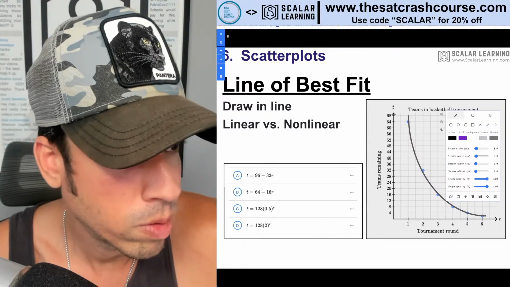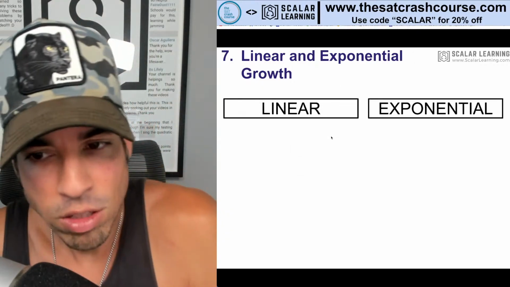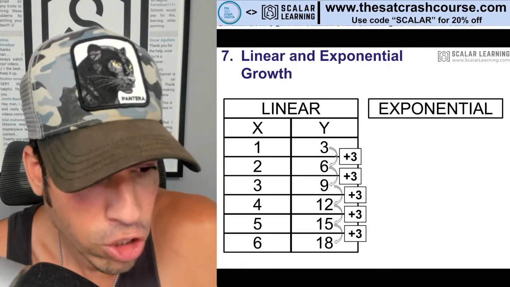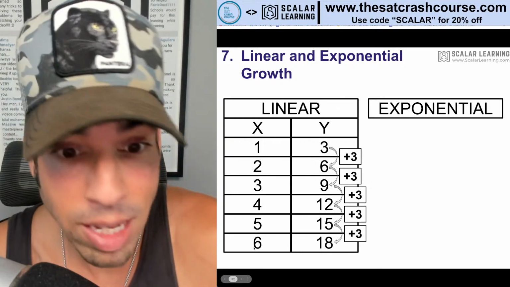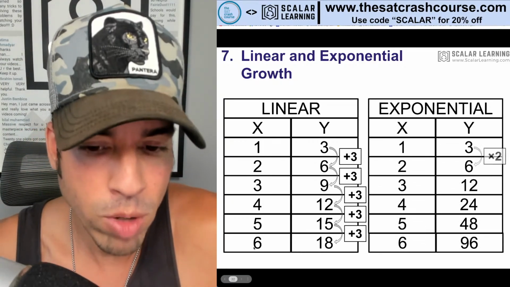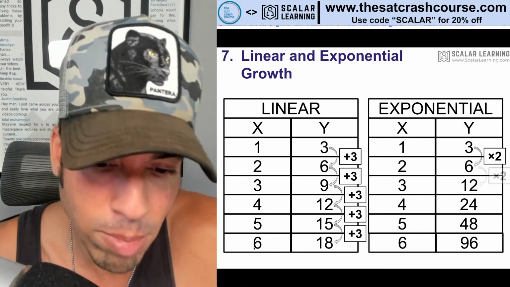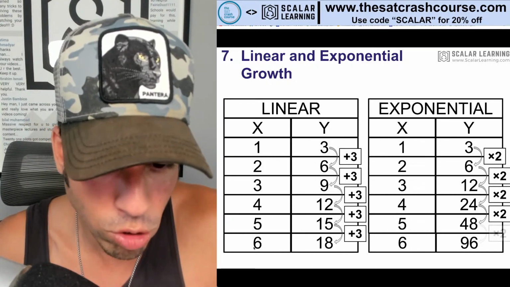All right, let's keep it moving. We got 4 minutes to spare. Here we go. Now, distinguishing between linear and exponential. Linear, you see that consistent change of adding 3, where the x is going up by a consistent value as well. That's the slope. Whereas exponential, the amount we're adding by changes. Now it's multiplying. So it's adding by 3, then adding by 6, then adding by 12. But it's a multiplier, multiplying by 2, by 2, by 2, etc.